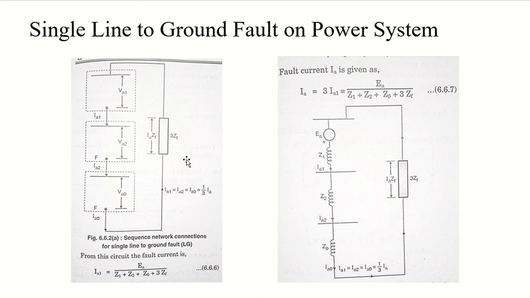By deriving this formula, you will come across IA1 is equal to EA divided by Z1 plus Z2 plus Z0 plus 3 into ZF. Right, so that will be the formula for the positive sequence of the fault current. And if you want to find the total fault current, you have to multiply your IA1 by 3.